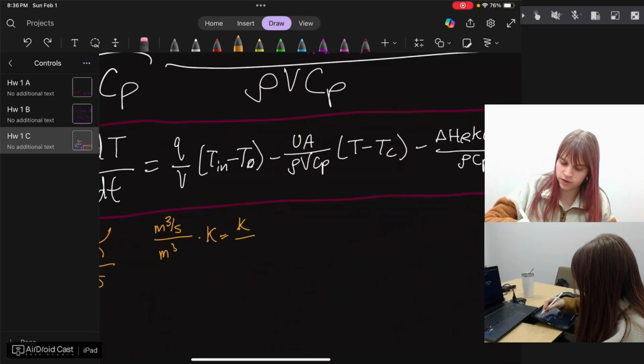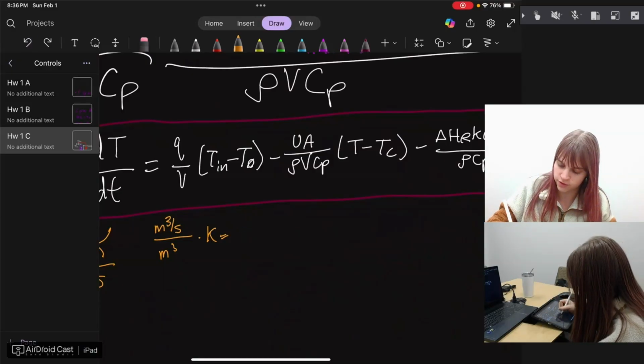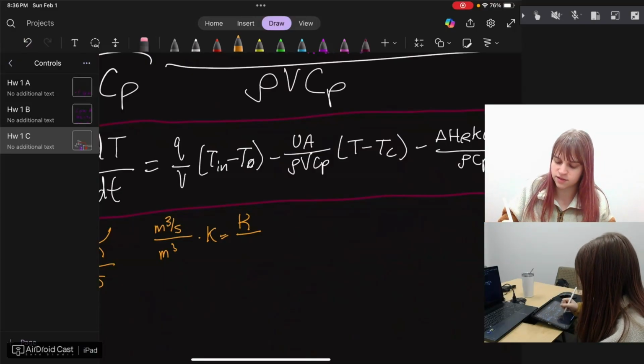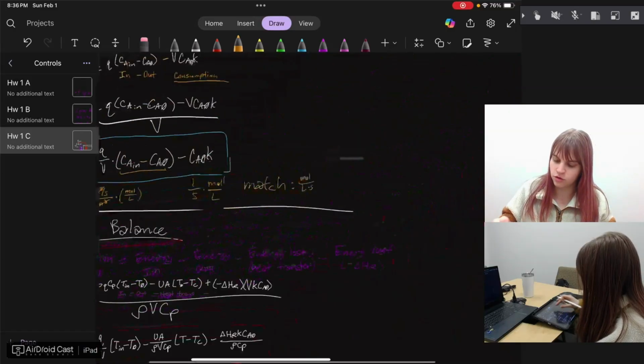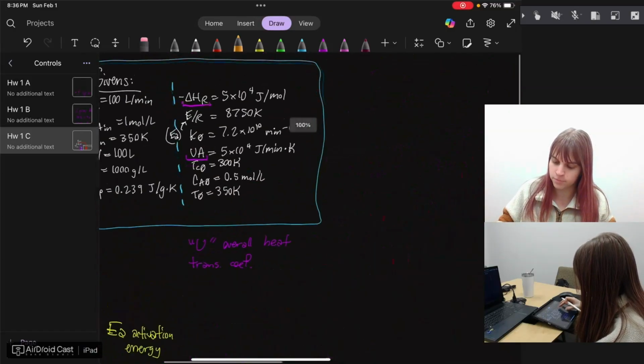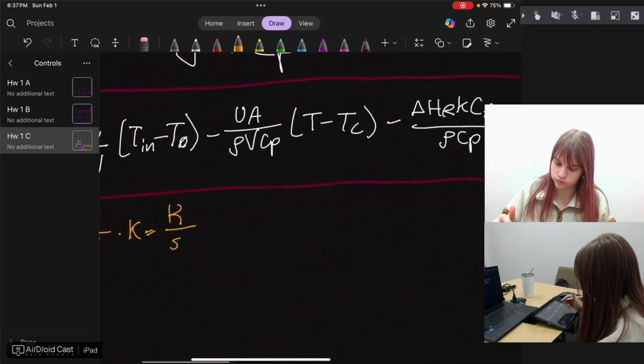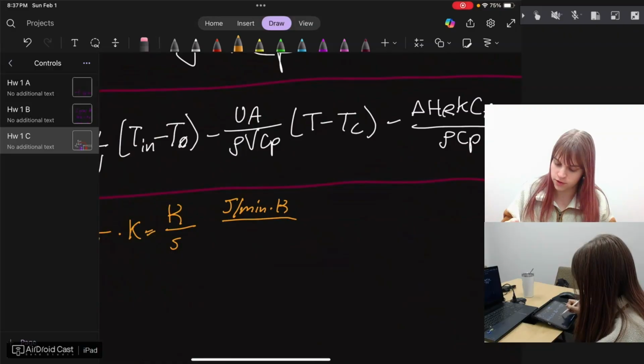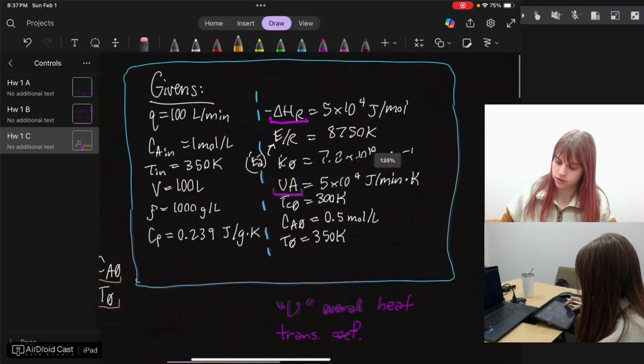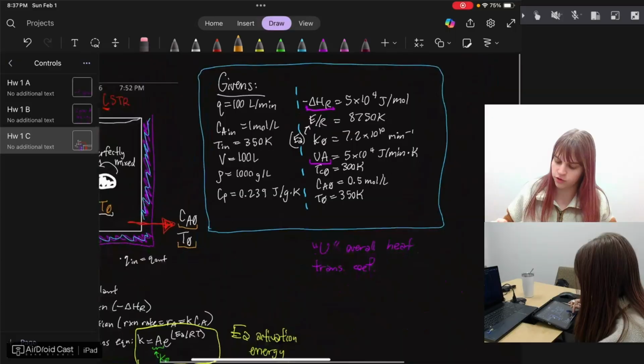Sorry, I'll try to distinguish between my kelvins and the K values for the reactions. It'll be hard to kind of distinguish. But there's that. This U times the area is in joules per minute times Kelvin. So we have joules per minute times Kelvin over kilograms per meter cubed times meter cubed times C, which is joules per gram times Kelvin.